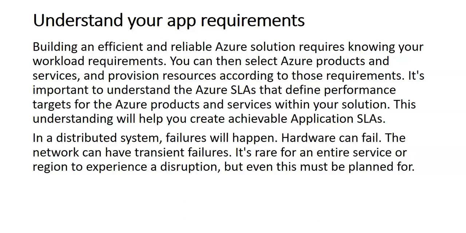In a distributed system, failures will happen. Hardware can fail. The network can have transient failures. It's rare for an entire service or region to experience a disruption, but even this must be planned for.